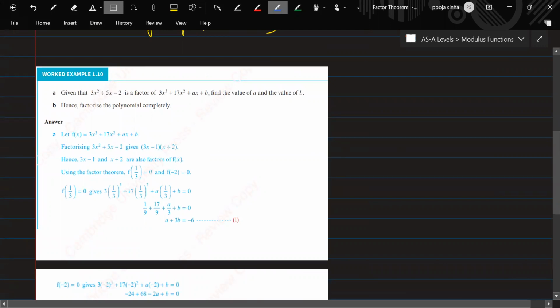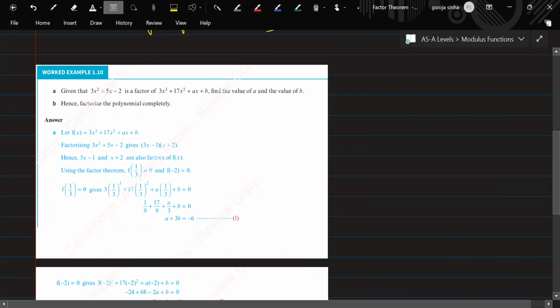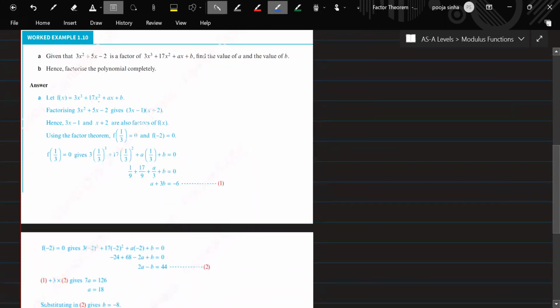What does the question tell us now here? Given that 3x square plus 5x minus 2 is a factor of this. But do you see that here a and b are not given to you? So it says find the value of a and b. And once you have found the value of a and b, you also have to factorize this completely. All right. So f(x) is equal to this, whatever is given to you. The first statement is always like this. And separately, you will also factorize this like you said.